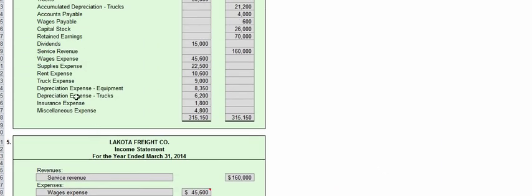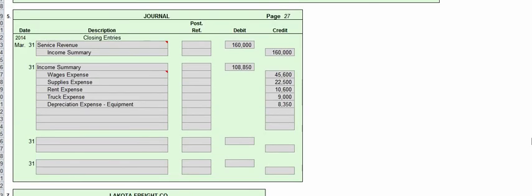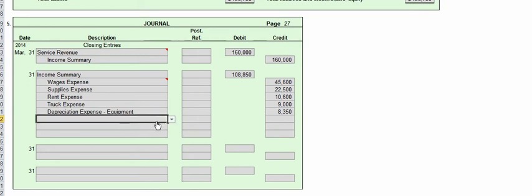Next, we got depreciation expense on trucks. It's debit balance for $6,200. So we're going to credit it for $6,200 to zero it out.